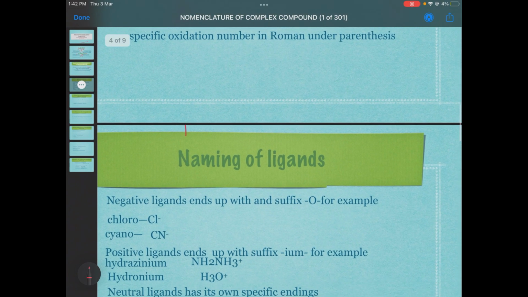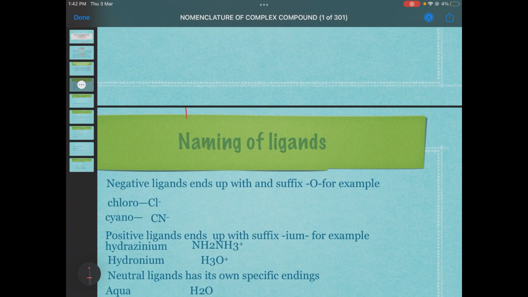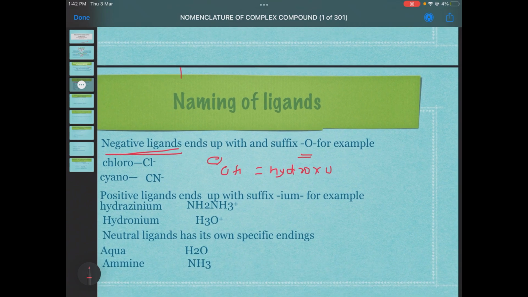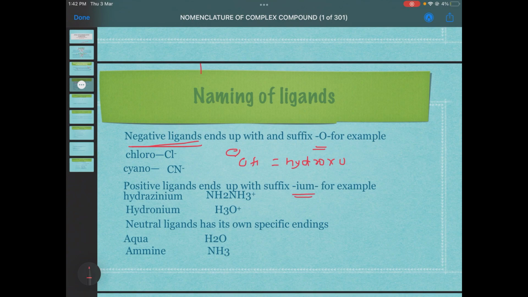But before that, we should note the naming of the ligands. There are types of ligands, and one type is the negative ligand. The negative ligand ends with the suffix -o. Say Cl minus is chloro, CN minus is cyano, OH minus is hydroxo, and so on. Positive ligands end with the suffix -ium. For example, NH2NH3 plus is called hydrazinium and H3O plus is called hydronium.